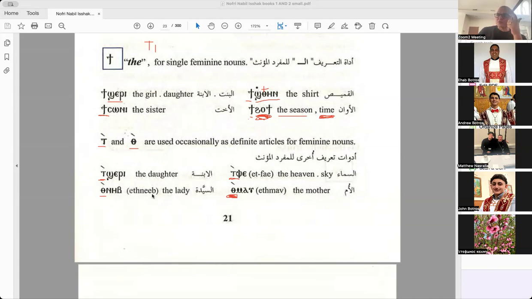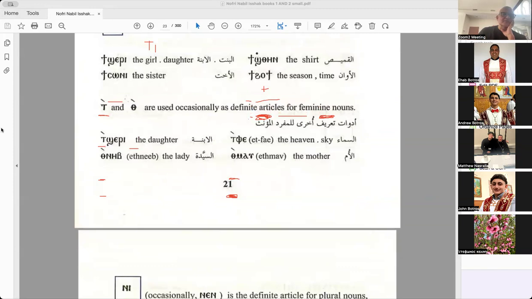Why is it important to know? Because when we talk about verbs later on, or when we talk about possessive articles, it will be important to know: are we talking about singular or plural, masculine or feminine? It sounds complex, but it's actually very straightforward. And because you know lots of hymns, it's going to be very easy for you. Sounds good? Any questions so far?